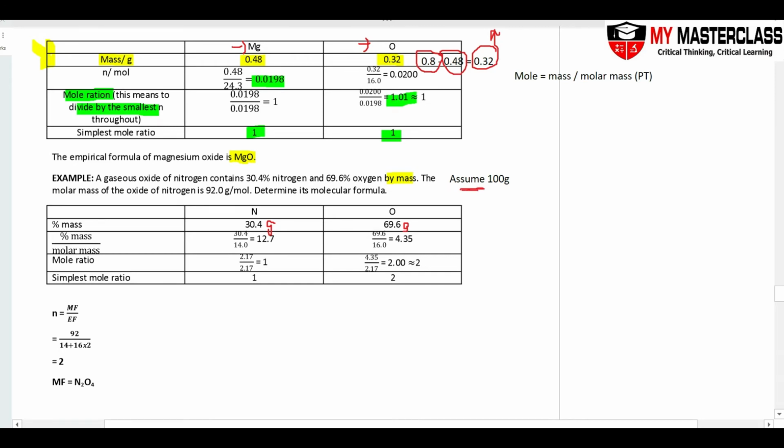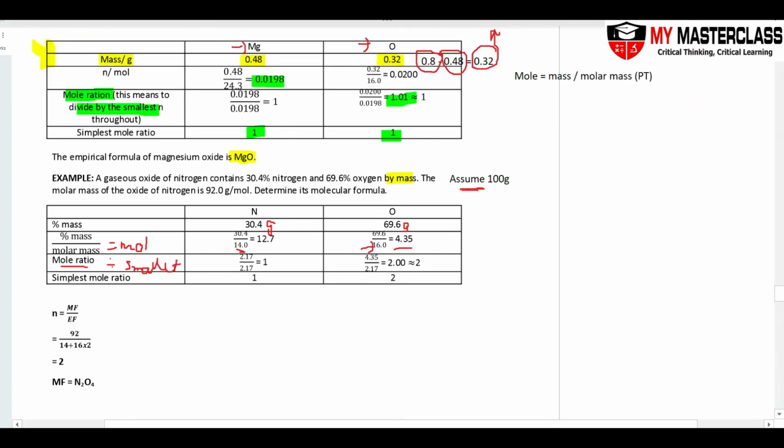Okay, so we have the mass. Same thing, mole equals mass over molar mass. So 30.4 divided by 14. 14 is the molecular mass of nitrogen. You get 2.17. And then 69.6 divided by 16. Again, 16 is the molecular mass of oxygen. You get 4.35. Okay, do the mole ratio. How do you do it? Divide by the smallest number.